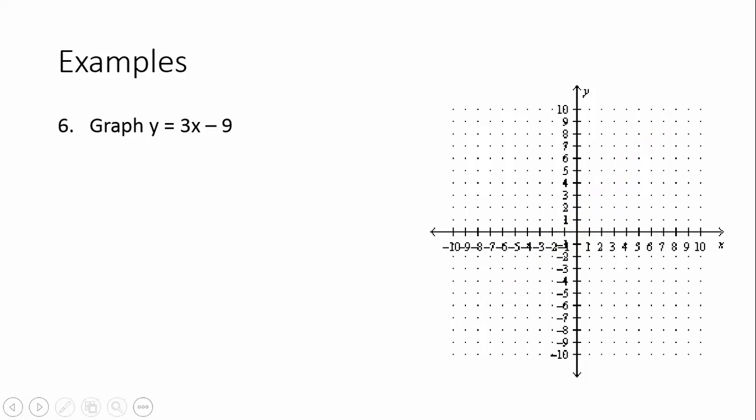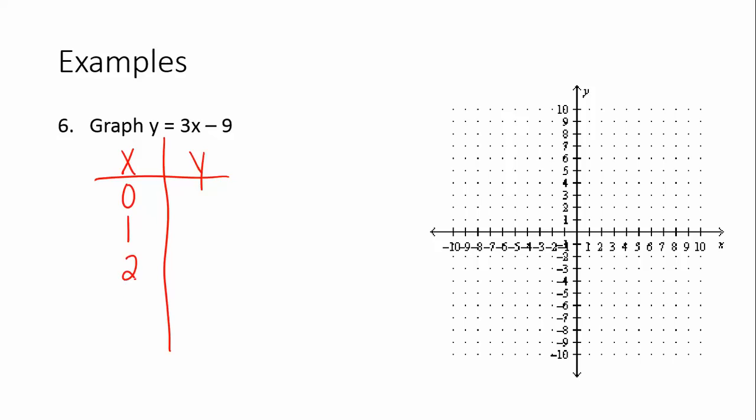The final example is example 6. We're asked to graph y equals 3x minus 9. This isn't an example that we've done yet, so we're going to talk about how to pick some values that will give us good ordered pairs to graph. So I'm going to make a t-chart. I won't make a table that was as fancy as in the beginning. And I'm going to plug in, let's do 0, 1, 2, and 3.